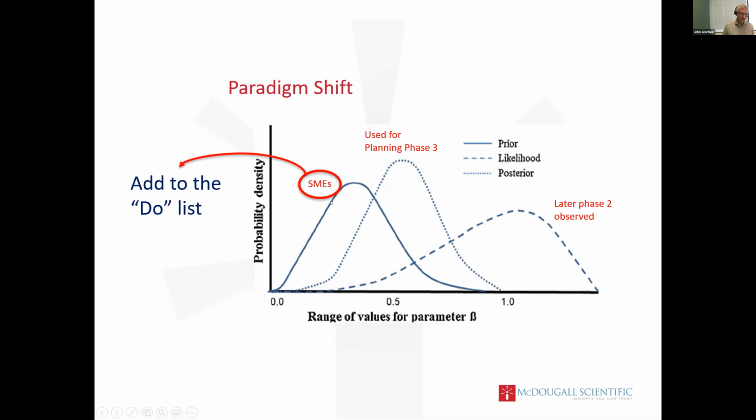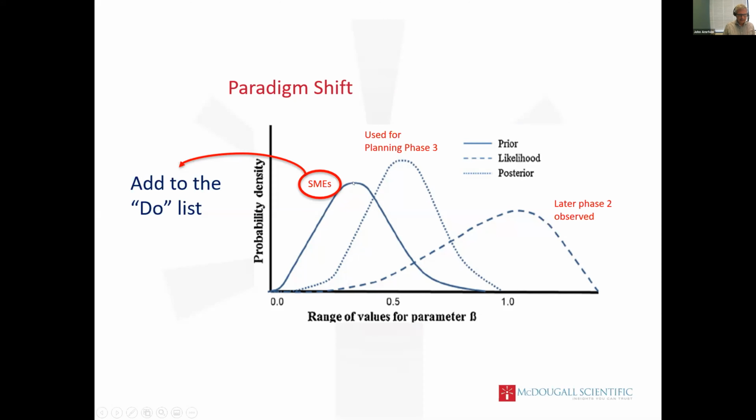Now, how do we get that belief? That belief might come from data. We might have early phase study data where we can estimate this distribution of an endpoint of interest. We might have publications. We might have data from external studies, registry studies. We might not have any data. And that's where the circled subject matter expert comes into play. Bayesian methods can be used when there's no prior data existing.